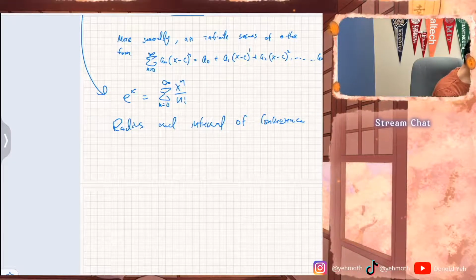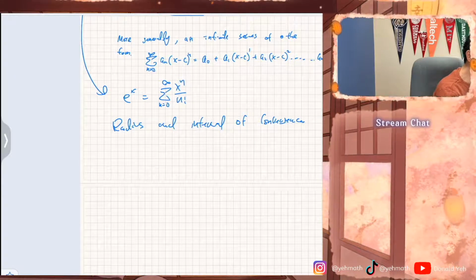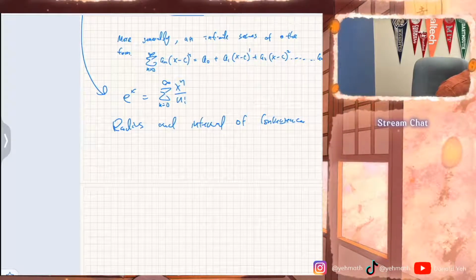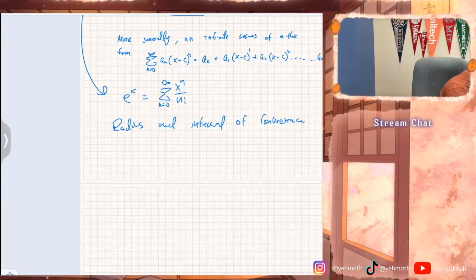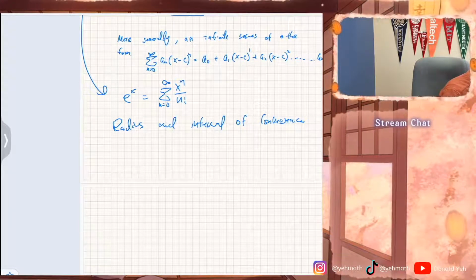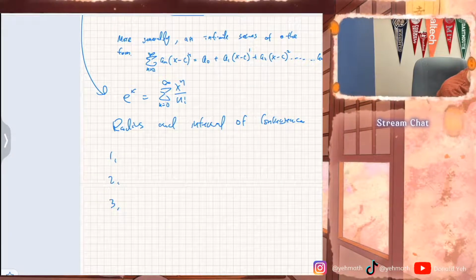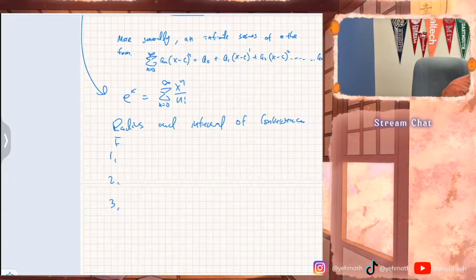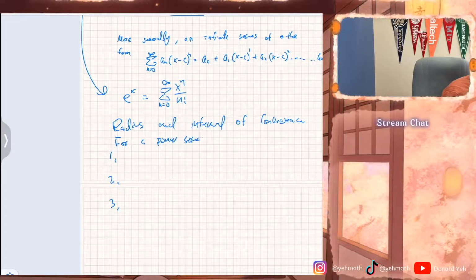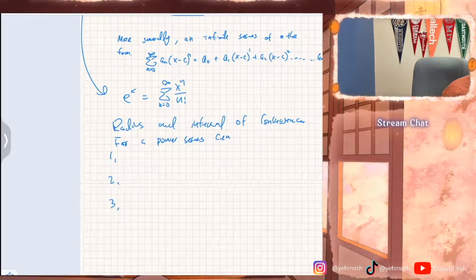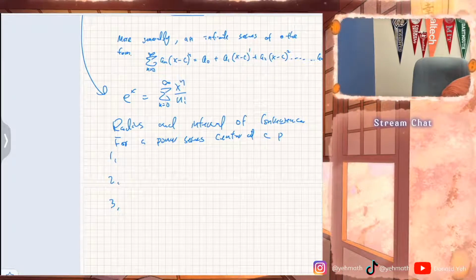So we had to think about what kind of situations can happen. If I have a convergent power series, there are 3 situations, 3 different kinds. For a power series centered at C, precisely one has to be true.